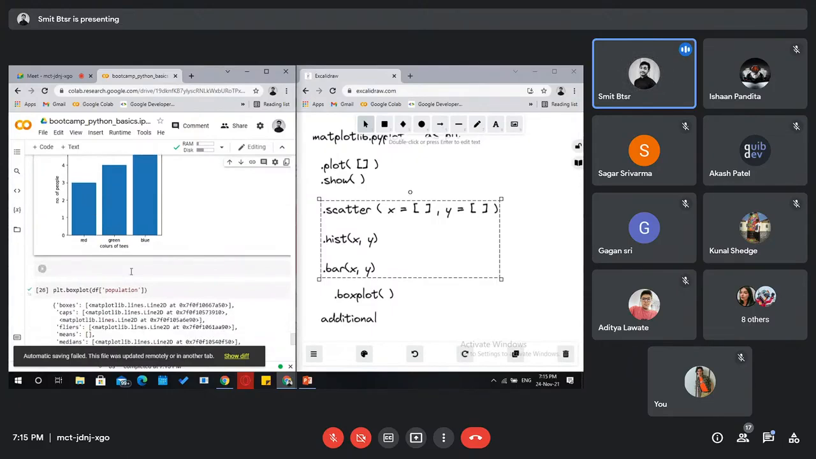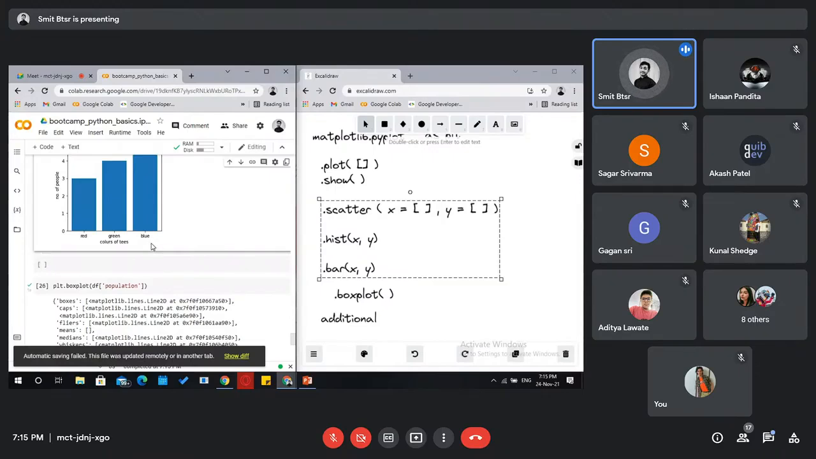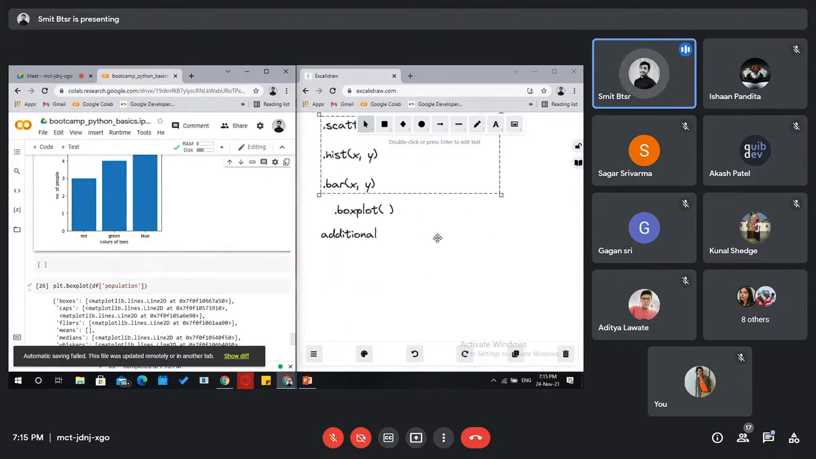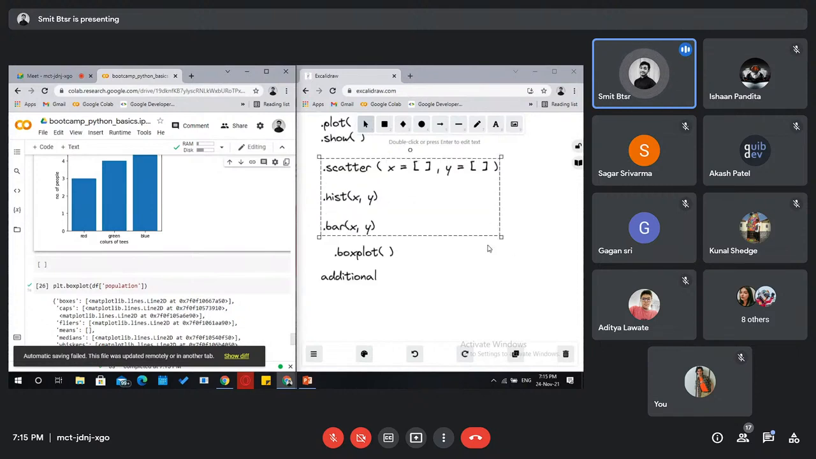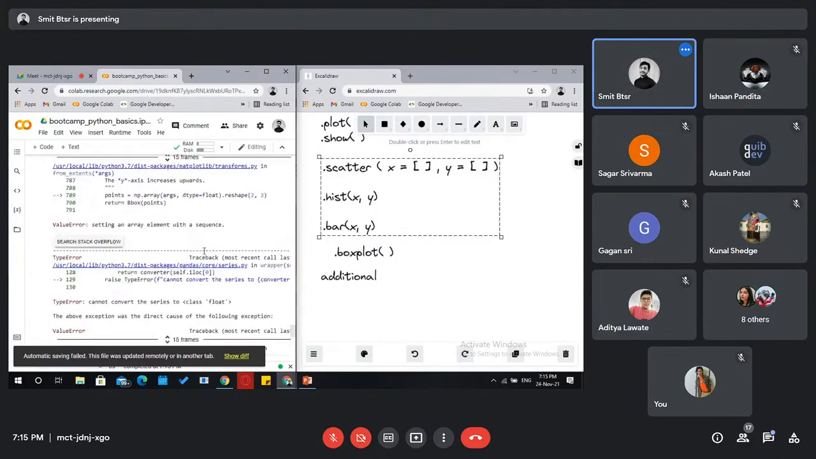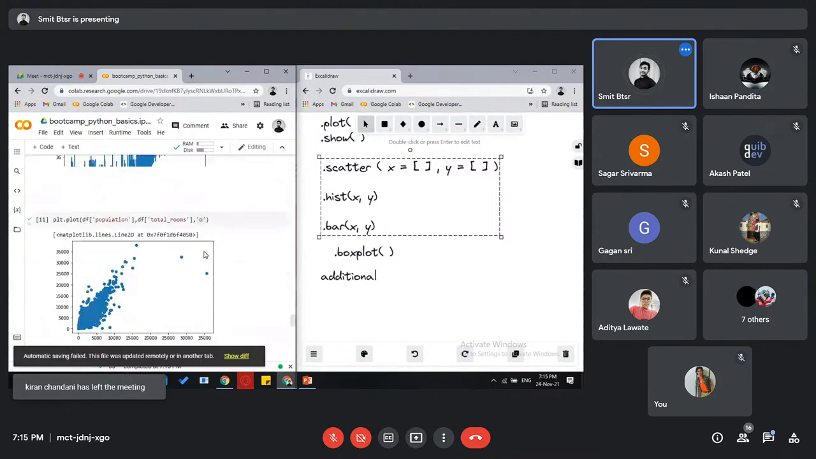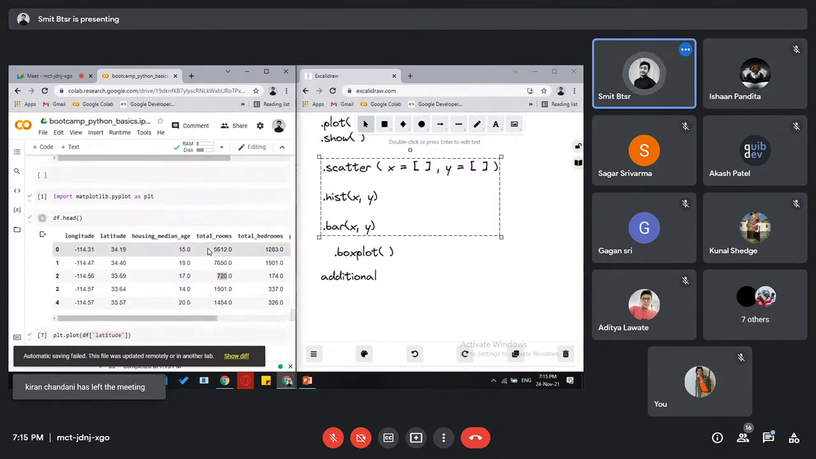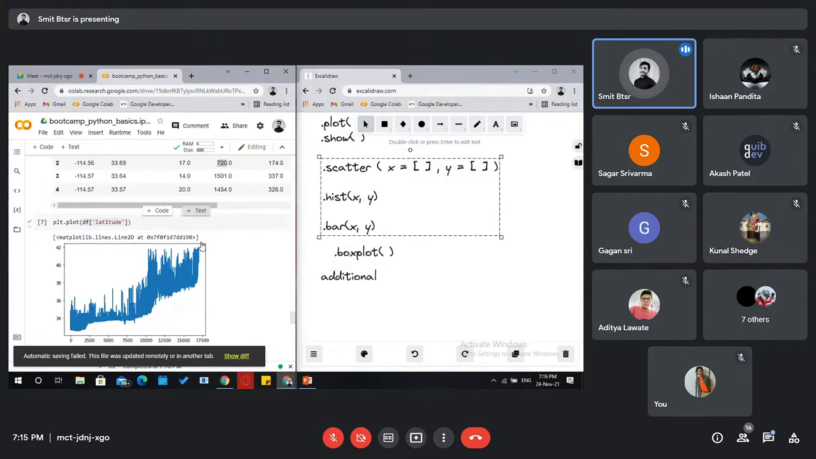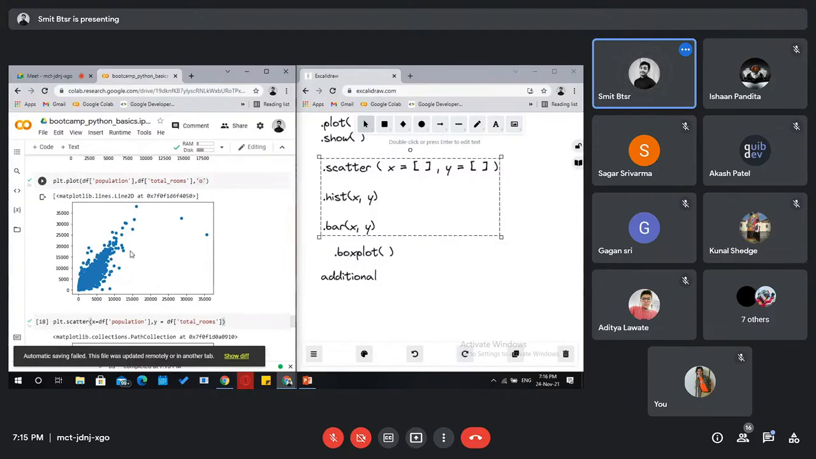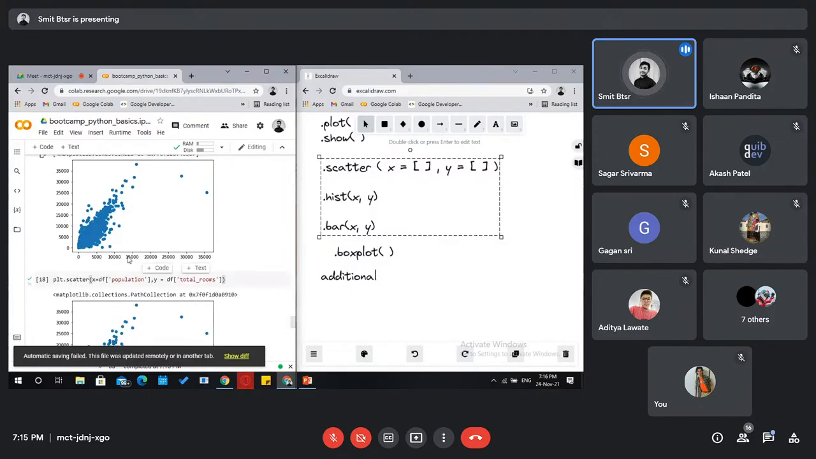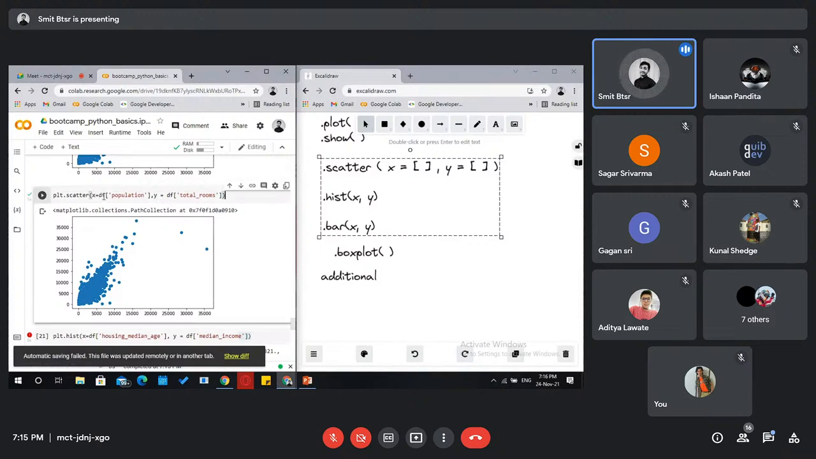Okay. Next, I haven't written all these things here. I didn't get time, but I have other notes with me. What we have next is, we want to plot more things in one graph. We will move on to the previous example. Let's see. We have this graph, the scatter one. Here we just plotted x versus y.